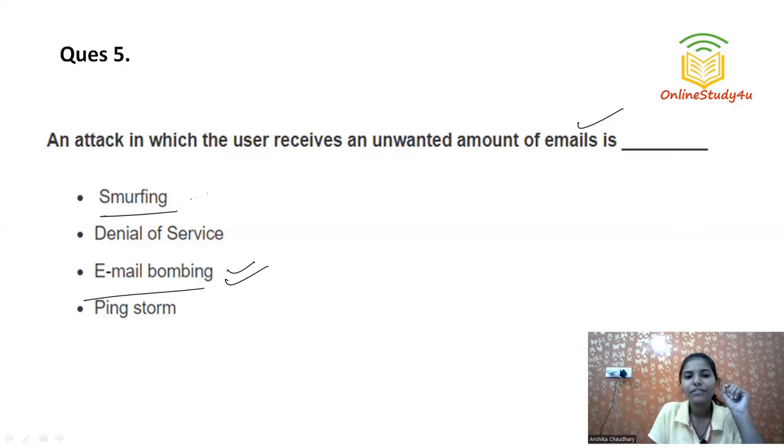Smurfing means Internet Control Messages are coming on the user's device, or we can say coming on the user's end, from some fake IP addresses. So it's like a cyber attack. Hackers send some Internet Control Messages to the user with some fake IP addresses. So it's like a cyber threat and it is not related to emails.